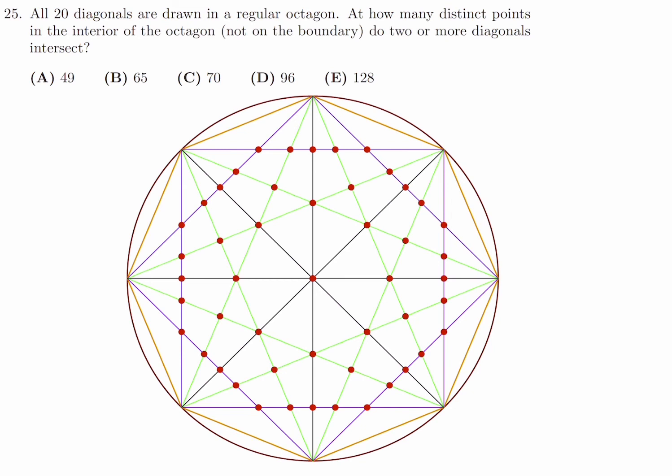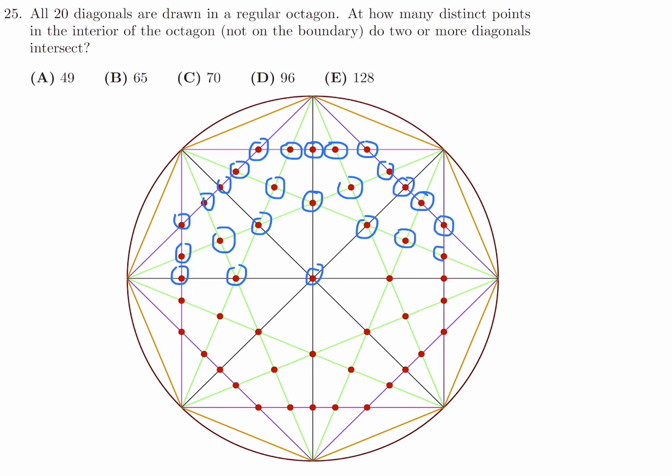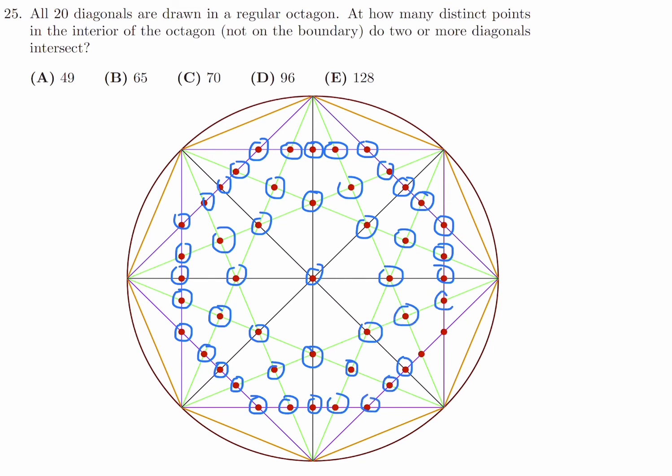And when you count all the red dots, 1, 2, 3, and so on, up to 49. And therefore, in a non-scientific way, we got the answer, which is A for number 25.